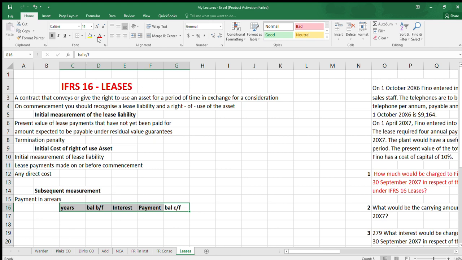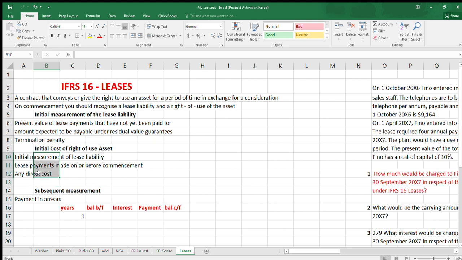That's all. So this is the setup. The years, year 1, and normally it is for 2 years. If so, the balance brought forward is what you got here, the initial measurement of the lease liability, everything here, the right of use of asset, after you added them.